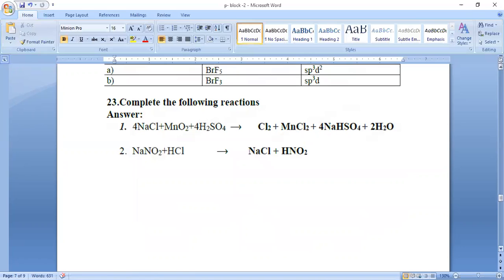See the first one. NaCl plus manganese dioxide plus sulfuric acid gives chlorine, MnCl2 that is manganese chloride, NaHSO4 that is sodium bisulfate, plus water molecule. See the second one: sodium nitrite plus hydrochloric acid gives sodium chloride and nitrous acid.